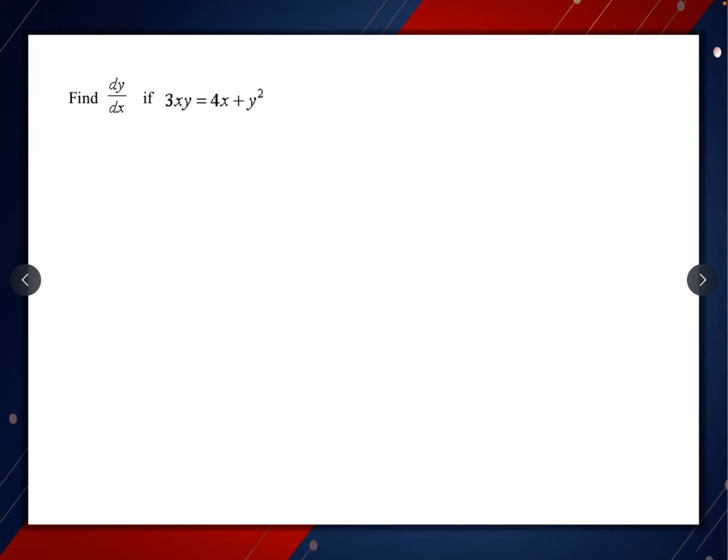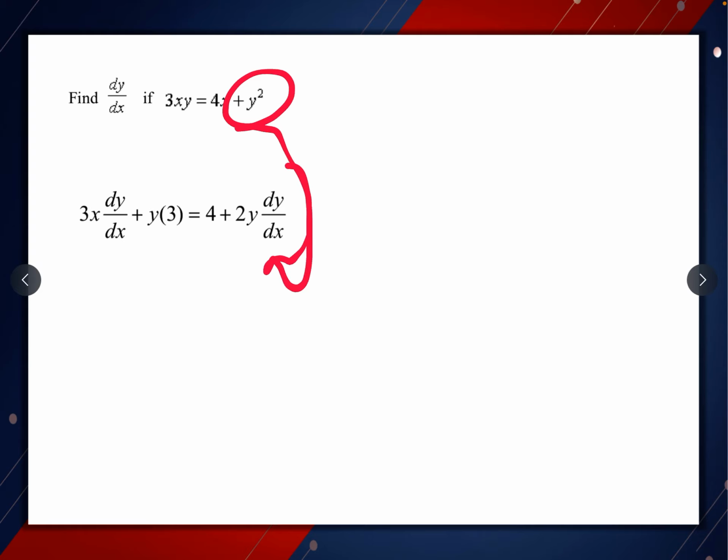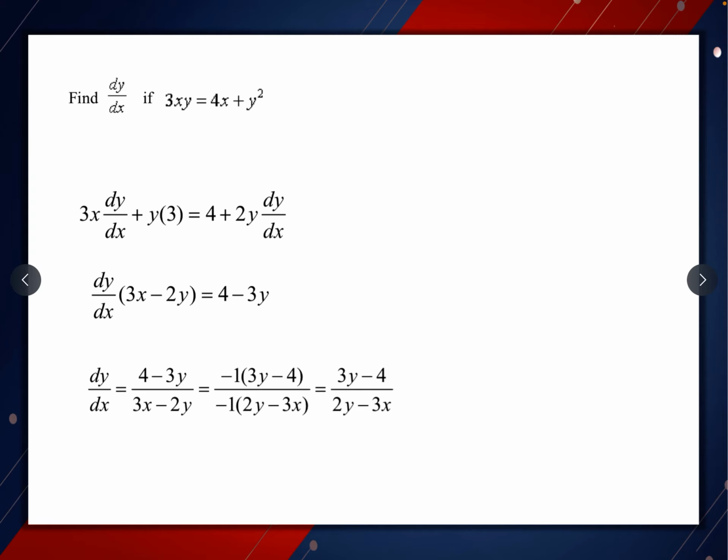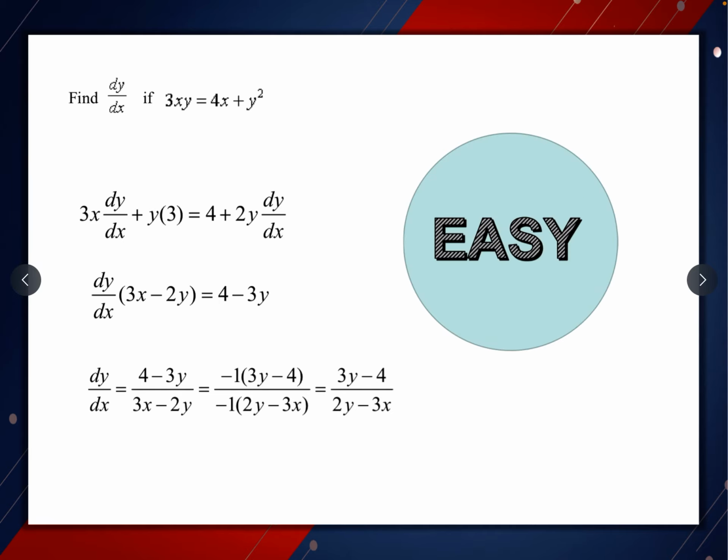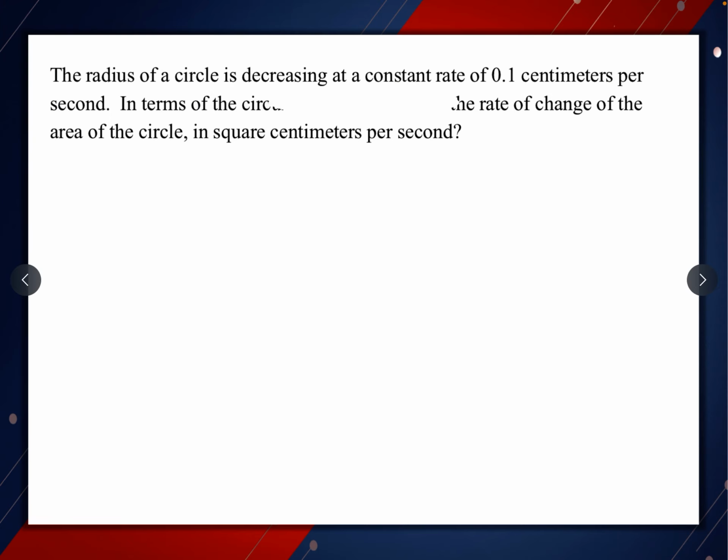Next question. Find the dy/dx if 3xy equal to 4x plus y squared. It is very easy. We just need to find the derivative. Here we need to use the product rule. And here we pay attention to add one more dy/dx. So the final answer will become dy/dx is equal to (3y minus 4) over (2y minus 3x). Easy.